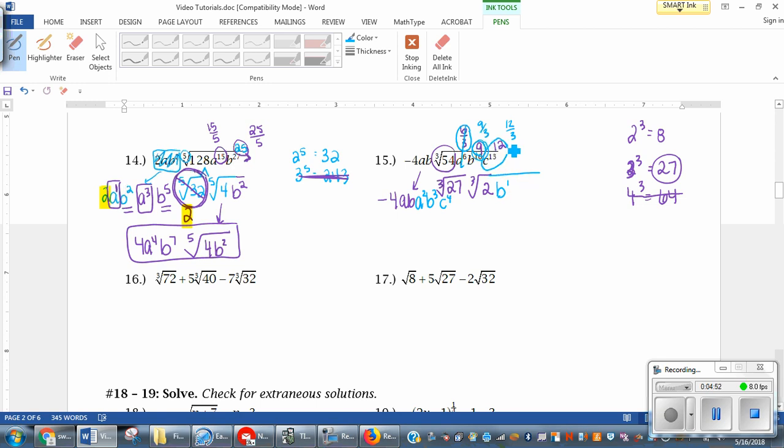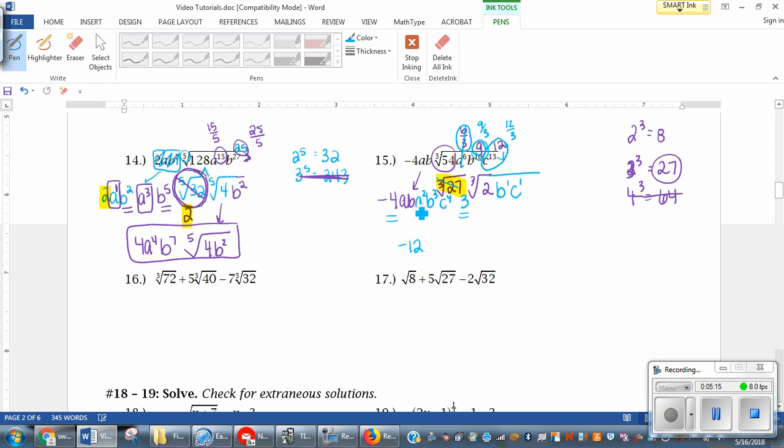And then the difference between 13 and 12, so there's also 1 left over here, so that's c to the 1st. All right, so we're going to kind of clean this up a little bit. We still need to simplify the cubed root of 27, which is 3. So we're going to say negative 4 times 3. This is all multiplication in between.